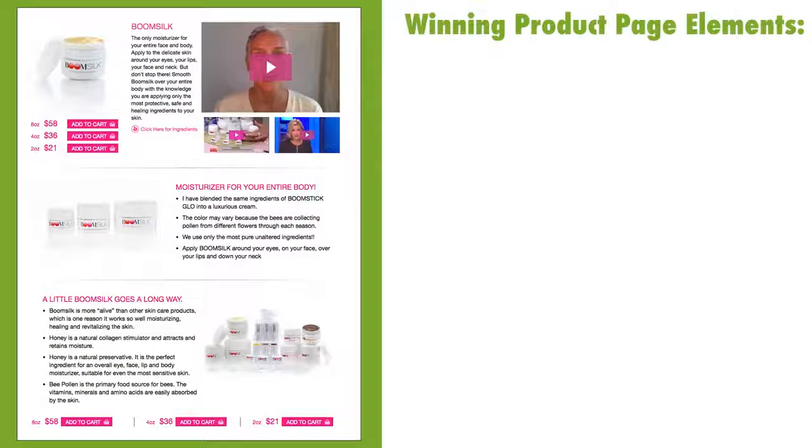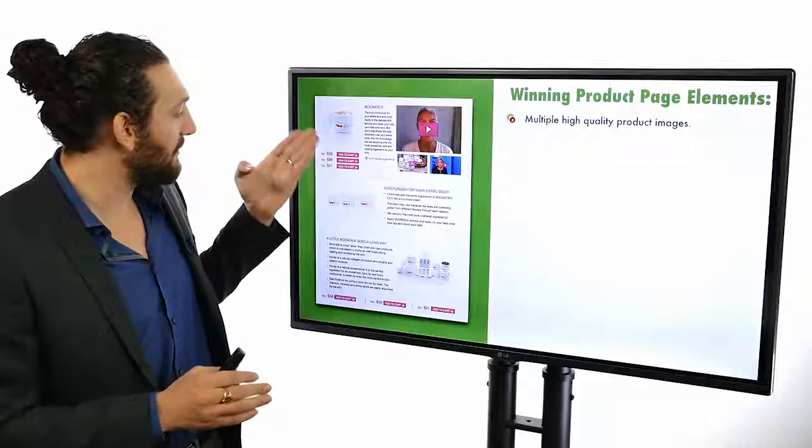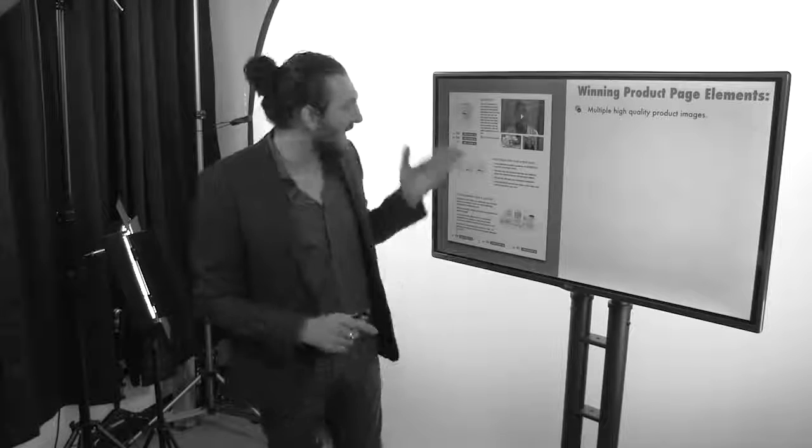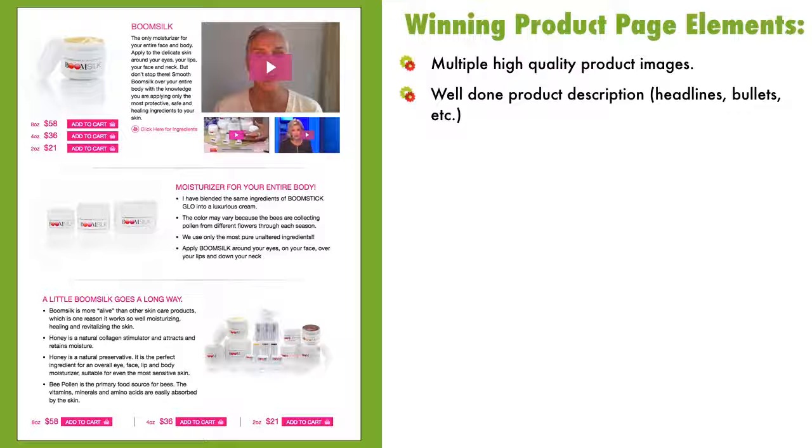So the winning product page elements that you need to have, I'm going to actually break down each one, but the winning product page elements that you must have on this page are multiple high-quality product images. Super important. People buy based on what the product looks like. You've got to have high-quality, ownership benefit-driven lifestyle product images. A well-done product description, as we discussed, with headlines, bullets, etc. on the page. A product sales video is essential. You must have a product sales video on your page.